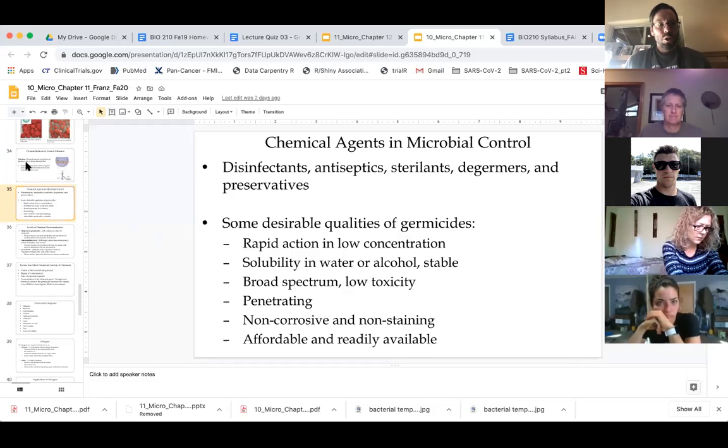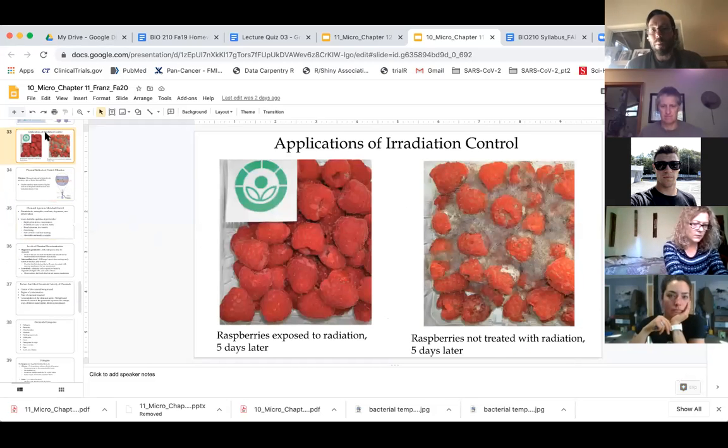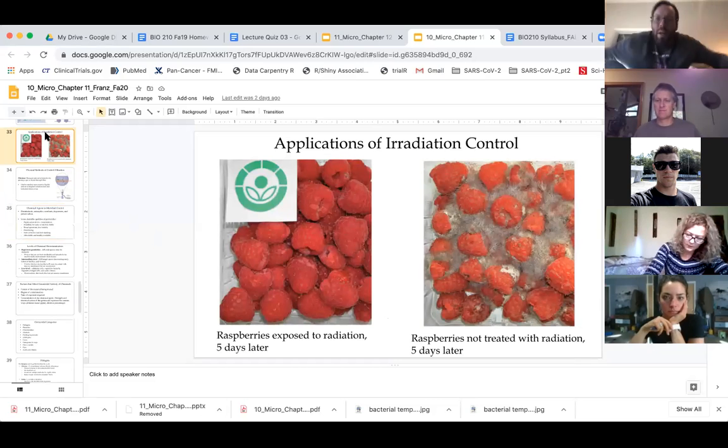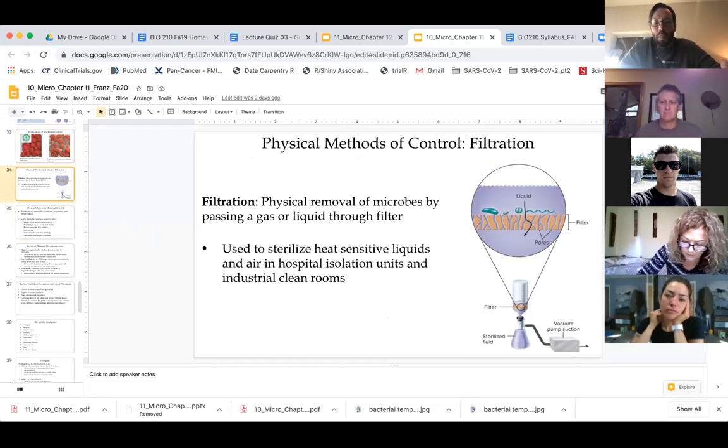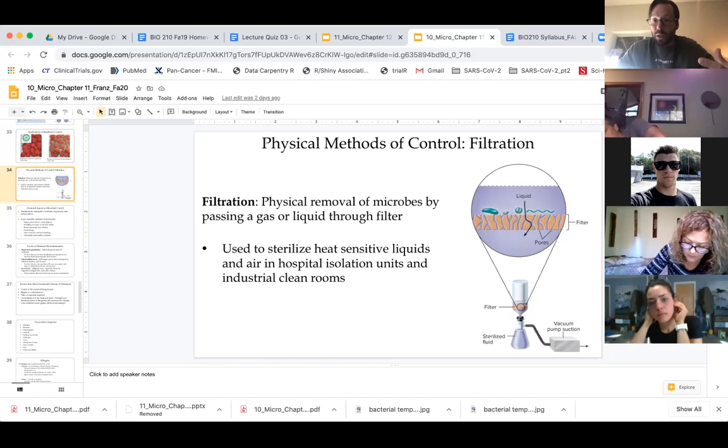Okay. So where we left off, we were talking about irradiating these raspberries. And then we talked about filtration, how we mechanically separate the microbes from the liquid because the pores in the membrane of the filter are too small to allow them to pass through, but just big enough, of course, to allow the water to go. Okay.